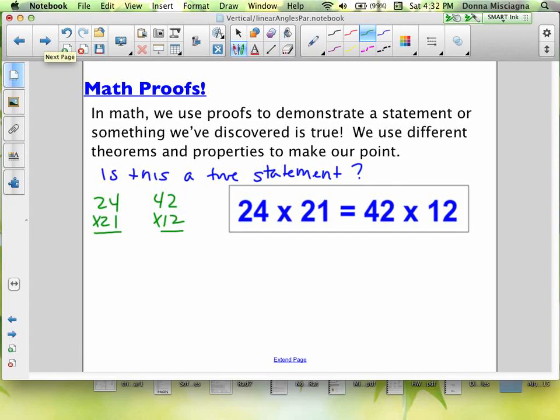All right, so I've got 24 times 1, that would be 24. And then I have 24 times, that 2 there means 20. So 24 times 20 is going to be 480. It's just 48 with a 0, right? 24 times 2 with a 0. If I add those together, that's going to give us 504.